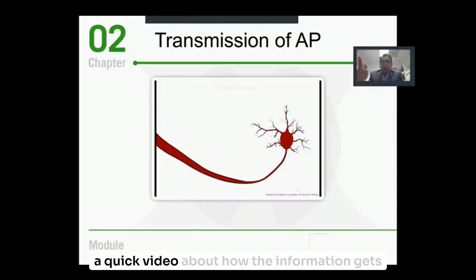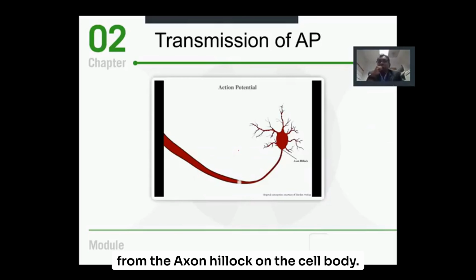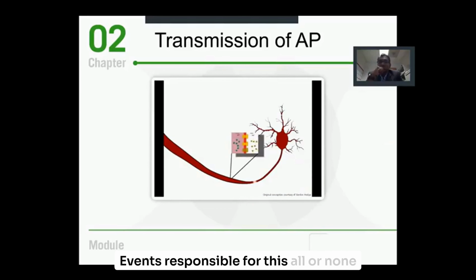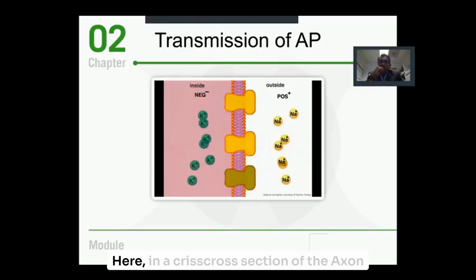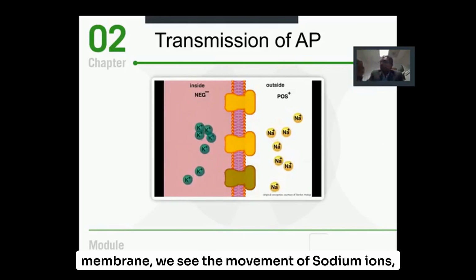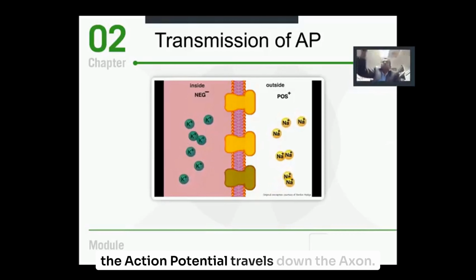A quick video about how the information gets transmitted along the neuron once it is generated. The action potential originates from the axon hillock on the cell body. Once initiated, the action potential travels unchanged all the way from the axon hillock to the axon terminals. Events responsible for this all or none propagation of the action potential occur along its membrane. Here, in a cross section of the axon membrane, we see the movement of sodium ions, shown as yellow spheres, into the cells as the action potential travels down the axon.